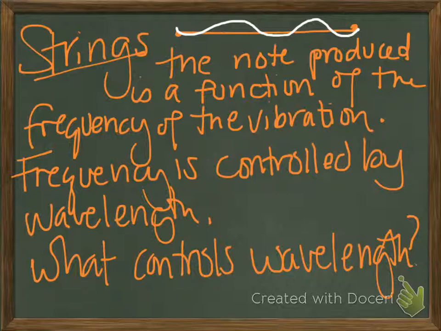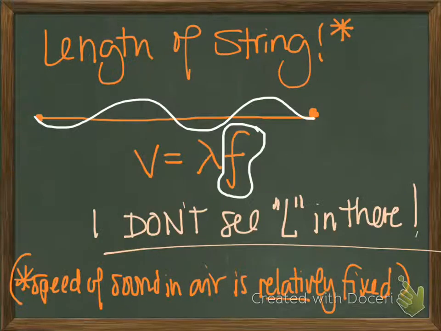So, we know that for any wave, there's a wavelength, there's a frequency, there's a speed. V equals lambda f. Frequency is controlled by wavelength. What controls the wavelength? The length of your string. We'll talk more about tension as we go. Yeah, tension does have an effect. The length of the string controls the frequency that you hear.